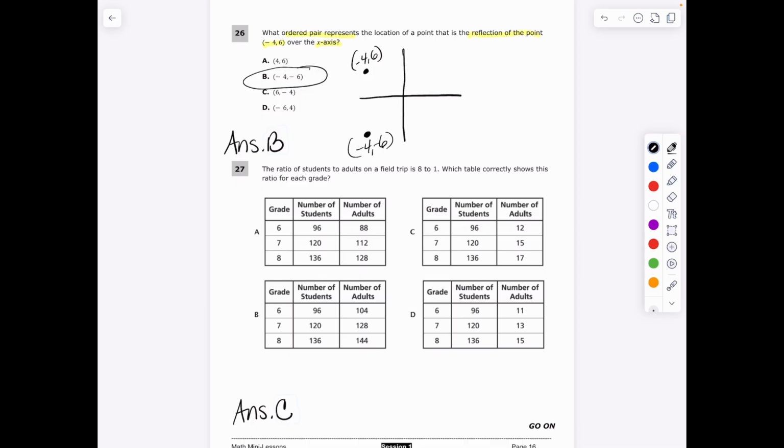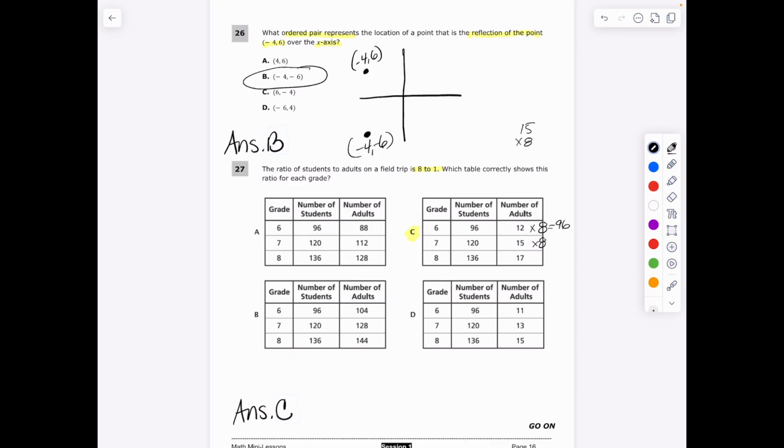We have a ratio problem, again, because I see ratio tables. The ratio of students to adults in a field trip is 8 to 1. So in other words, for every 8 students, there's 1 adult. So which table correctly shows the ratio for that grade? So we know the answer is C when I'm giving it to you, but here's why. It's telling me that for every adult, if I multiply, each adult has 8 kids, and that should tell me how many students I have. So when I do this, 12 times 8 does give me 96. Same thing with 15 times 8.